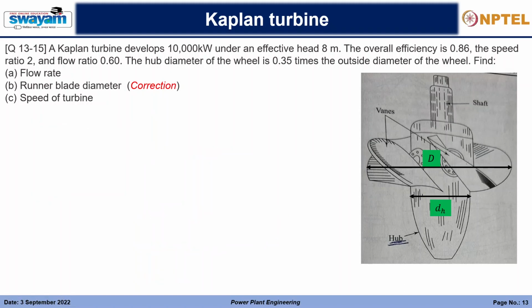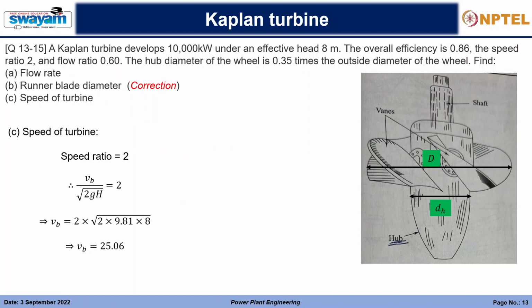Then next we will calculate the speed of the turbine. For the speed of the turbine we are also given a speed ratio of 2. So the velocity of blade divided by the absolute velocity of the fluid is 2, and the velocity of blade is 25.06 from here. After that we know the equation that velocity of blade is pi D N by 60. We know the external diameter of the runner blades, so from this we get the speed at which it is rotating, that is 89.46 rpm.